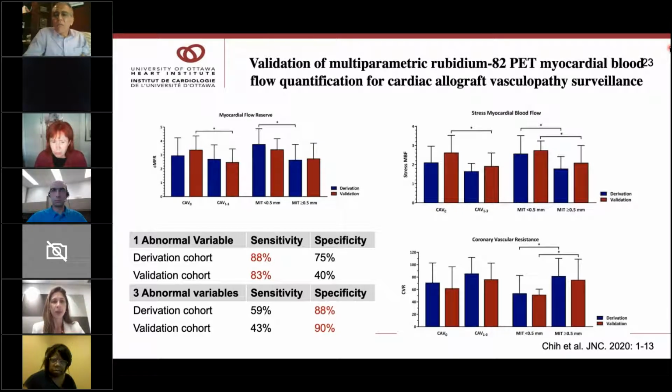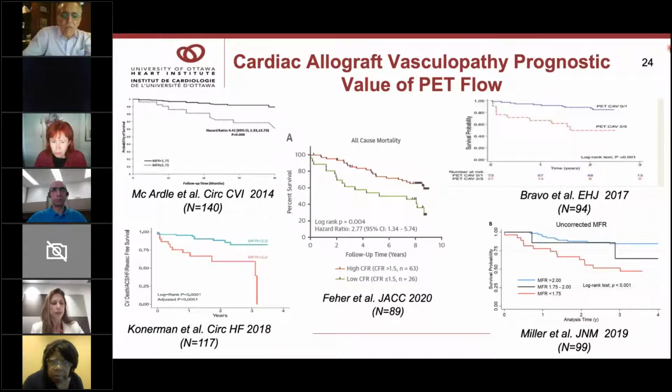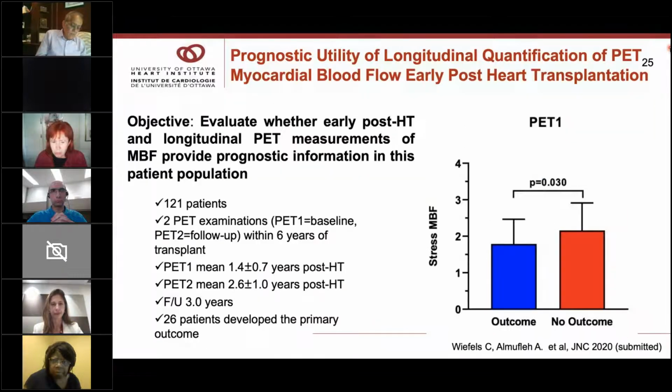This study was validated at the beginning of this year, and she was able to demonstrate an elevated sensitivity in both derivation and validation cohorts when 1 variable was abnormal, and elevated specificity when all 3 variables were abnormal. Multiple studies have evaluated the prognostic benefit of PET flow parameters in post-transplant patients, and Feher demonstrated last week the importance of serial evaluation of post-transplant patients, and how a low baseline MFR and a drop in MFR were also predictive of outcome.